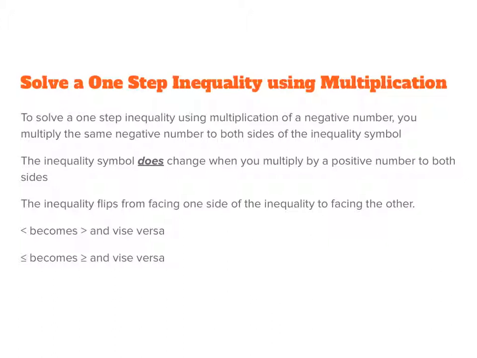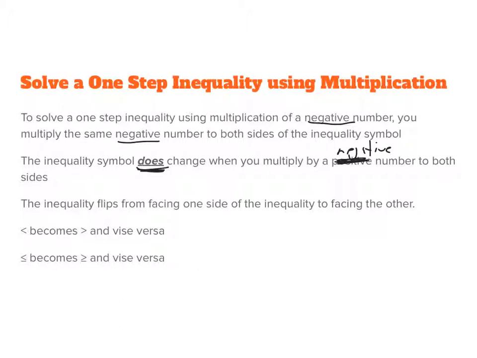So we're going to start by solving a one-step inequality using multiplication of a negative number. Okay, so in order to do that, we multiply the same negative number to both sides of the inequality symbol. Now, when we do that, the inequality symbol does change when we multiply by a negative number to both sides. Okay, and what happens is it flips from facing one side of the inequality to facing the other.